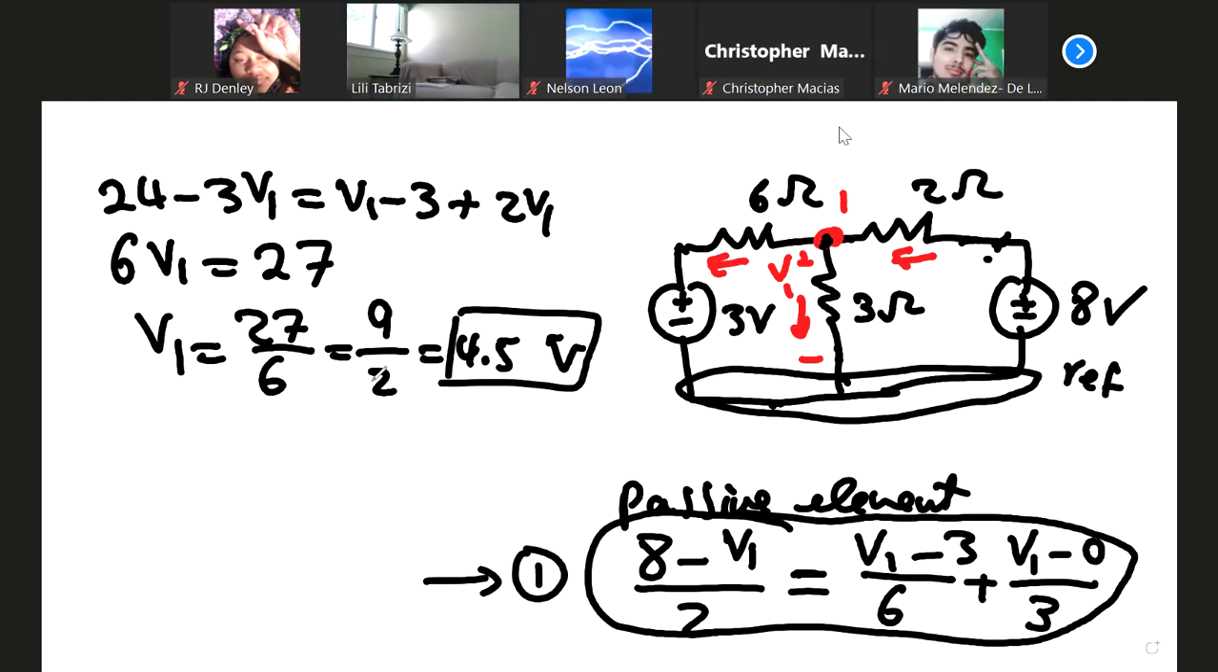Can you explain V1 minus 0 over 3 one more time? Okay, this is the current. This current starts from V1 and ends at reference, so you have to pay attention to the direction. The voltage at this end, which is V1, minus the voltage at the terminating point, 0, divided by 3. Current is voltage divided by resistance. It's voltage at one end minus voltage at the other end divided by resistance.